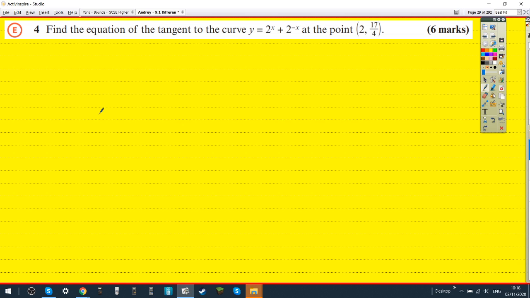When they say equation of tangent, does that mean it's going to be y equals mx plus c? Yep. So find m, find c. So I need to get m first, don't I? Oh, I need to differentiate it, don't I, to get m? Yep.